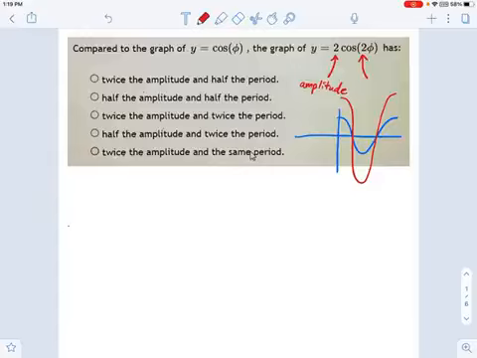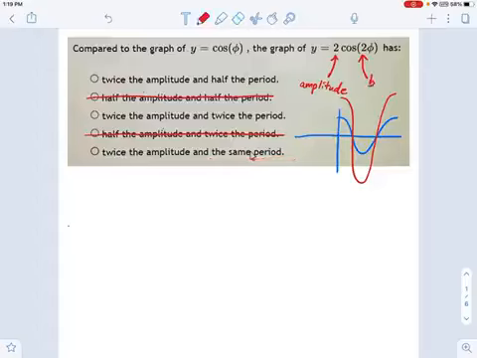So I can immediately cross out some of these answers that say half the amplitude, because we know the amplitude is going up by a factor of 2. Now I've got 3 choices left. They all say twice the amplitude. And I don't know whether it's the same period, twice the period, or half the period. I've got my suspicions, but we should talk about what period is with the function.